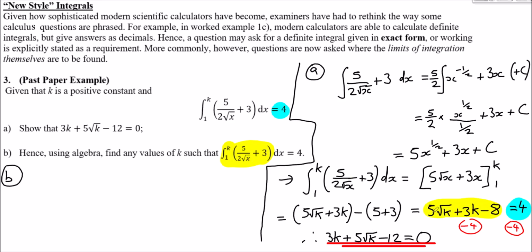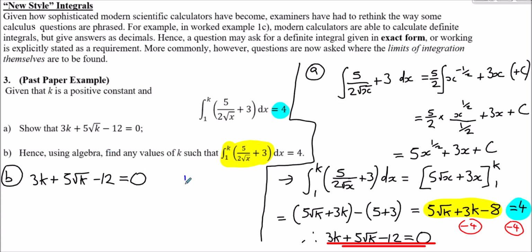So it's just essentially finishing off what we started in part A. What we're going to do now is essentially just solve this. So we've got 3k plus 5 root k minus 12 equals 0. And I love this question because it's mixing together different skills now. How are we going to solve this?